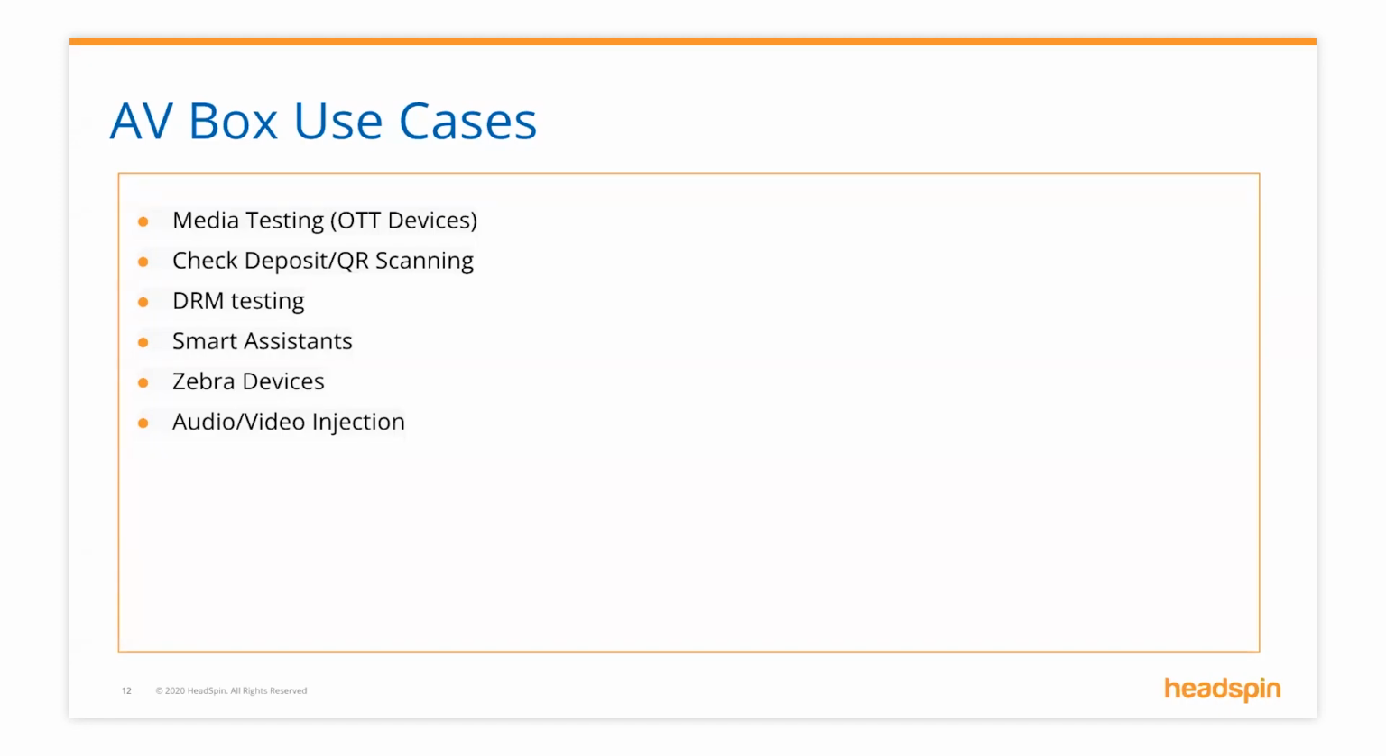So these are the use cases we'll be discussing. The first is just general media testing, and then we'll look at check deposit and QR scanning, follow that up with DRM testing, smart devices like Google Mini or Alexa, Zebra devices that you typically see in retail stores and warehouses, and then how you can do audio and video injection using the AV box solution.